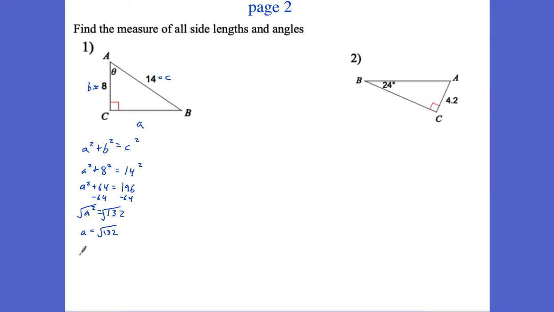which we could reduce, but it doesn't end up nicely. Typically we round to the nearest tenth though. So for these, we'll round to the nearest tenth. We enter the square root of 132 in the calculator, and we get 11.5. So a equals 11.5. Now it's technically 11.489 and some change.